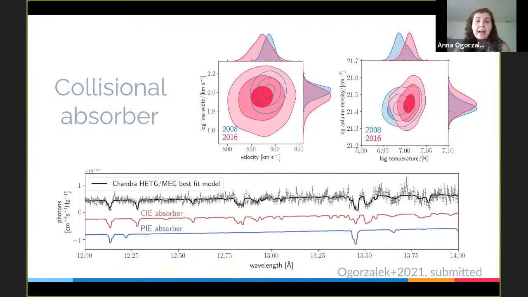It is detected at high statistical significance, which is illustrated in the bottom figure, where the collisionally ionized absorber is compared to a photoionized absorber that would have been fitted if we did not consider collisional ionization equilibrium. It is clear that the collisionally ionized absorber is a much better fit to the data, and the delta DIC between these 2 models of well over 200 confirms this. And this is the first detection of this type of absorber in AGN, which was enabled basically by the model selection capability of the Bayesian framework we've used.